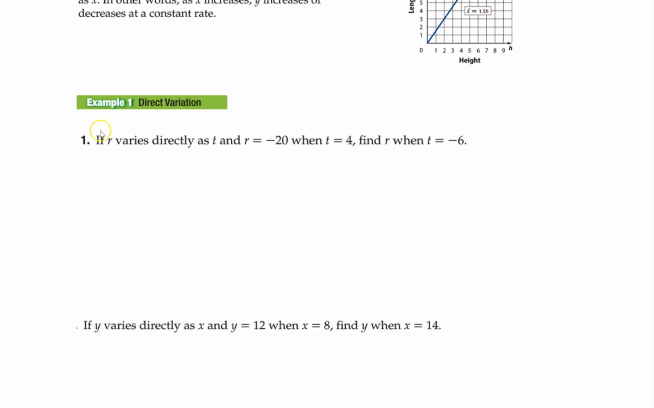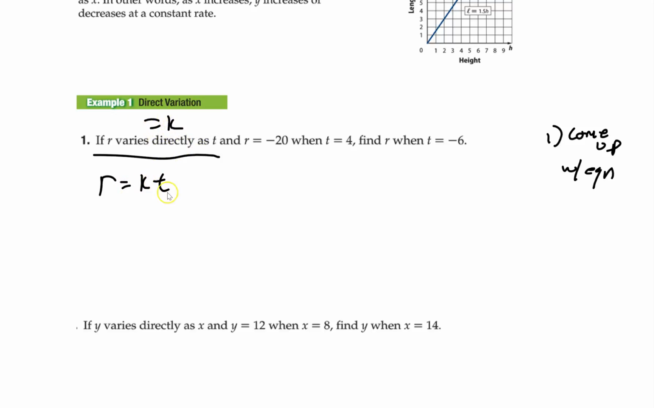So let's look at the problem. Example 1. R varies directly as t. So let's come up with an equation for that. Step 1 with this stuff, come up with an equation. So I'm going to have R equals, now varies directly, remember, is equals k, so R equals kt. So that's my equation. Now look what it says. And R is -20 when t is 4. Find R when t equals -6. So step 1 is finding an equation. Step 2 is to find k.